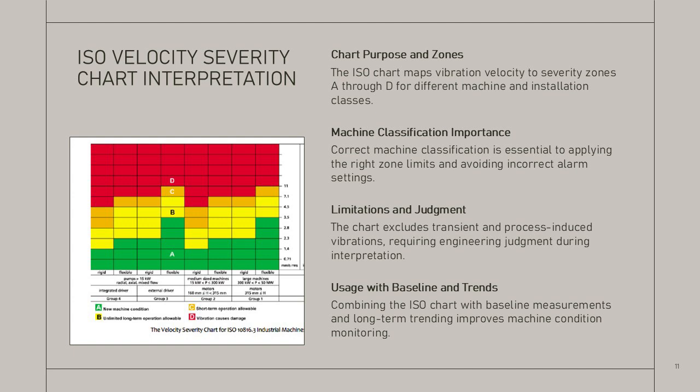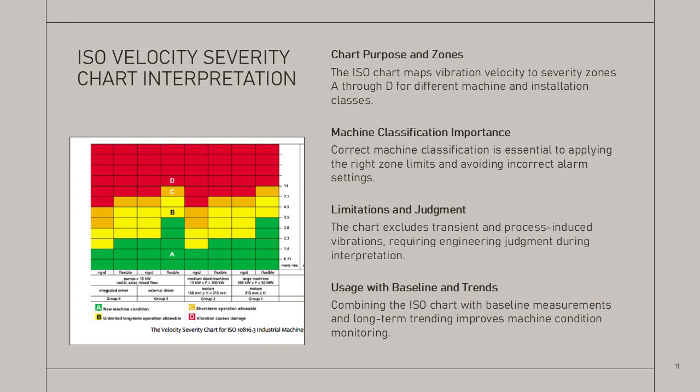Separate charts or sections apply to different machine categories, such as small machines, medium-sized machines, large machines, and machines on rigid or flexible foundations. Engineers must first identify the correct machine classification before applying zone limits. Misclassification can result in alarm limits that are either too conservative or too permissive. The chart does not account for all operational variables, such as transient conditions, variable speed operation, or process-induced vibration, which reinforces the need for engineering judgment.